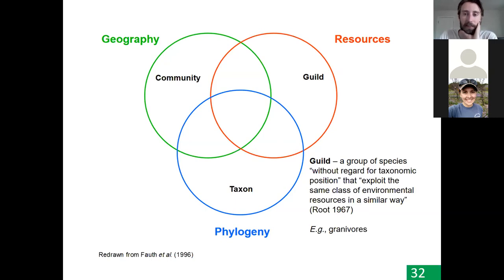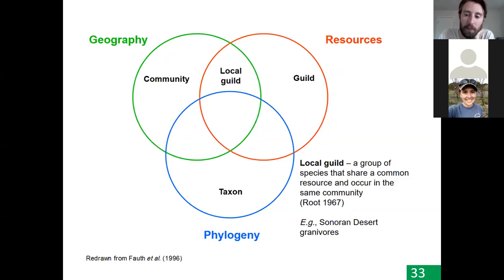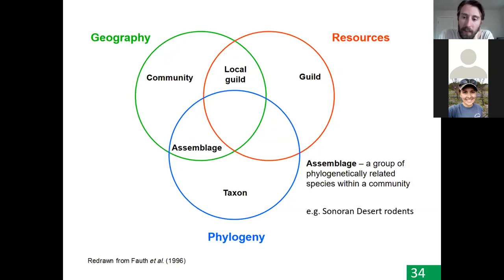Okay, and then you can see based on these Venn diagrams overlapping that there's going to be other kinds of groupings that involve two or more of these ways of grouping organisms together. If you've got a guild of organisms that are living in the same place, so they're using resources and they're living in the same place, they have the same geography, that's called a local guild. So that would be like Sonoran desert granivores. If you've got a group of phylogenetically related species living in the same place, we call that an assemblage. So this would be like Sonoran desert rodents. They're related to each other evolutionarily, they're rodents, but they're also living in the same place, the Sonoran desert. So that's an assemblage when you've got a specific taxon for a specific community.